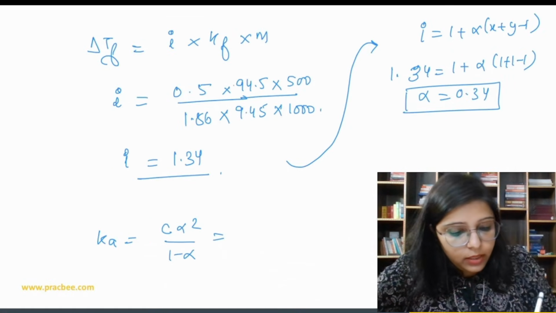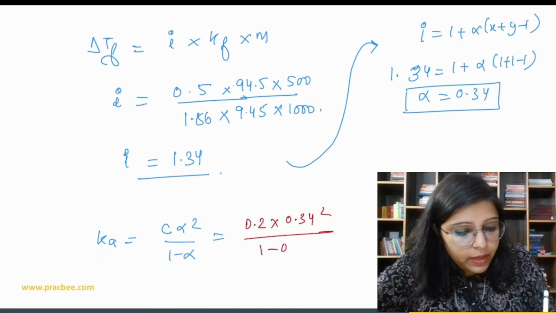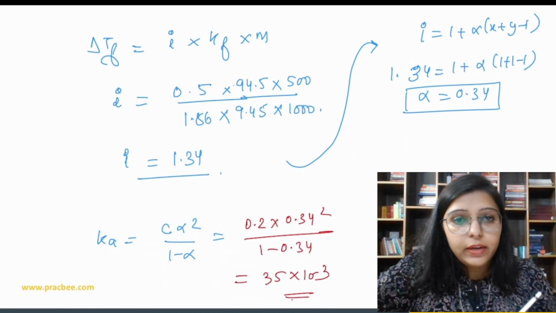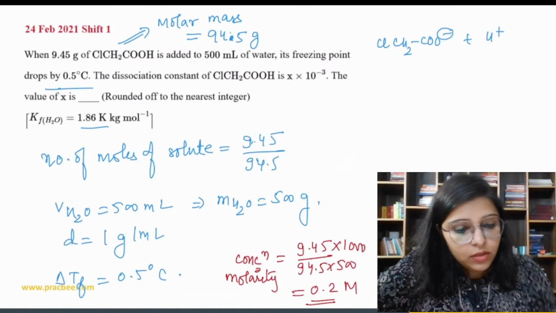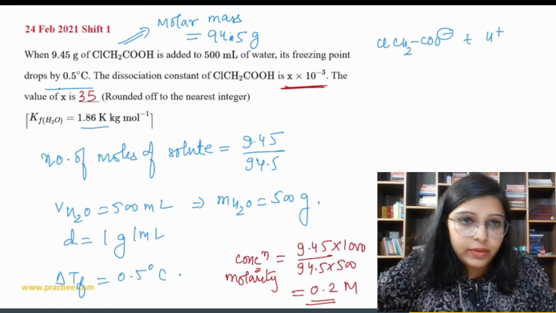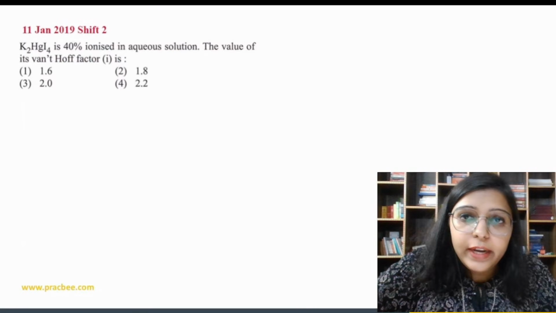So here we write 0.2 into 0.34 square upon 1 minus 0.34. So when you solve this, you get 35 into 10 to the power minus 3. Okay, 35 into 10 to the power minus 3. So we have to report the answer in terms of this. So x's value is going to be 35. Okay. Now let's do the next question.